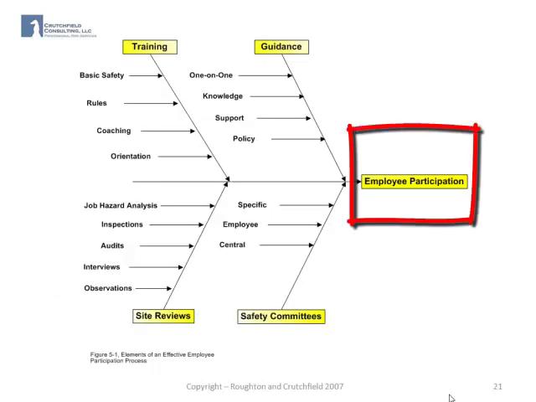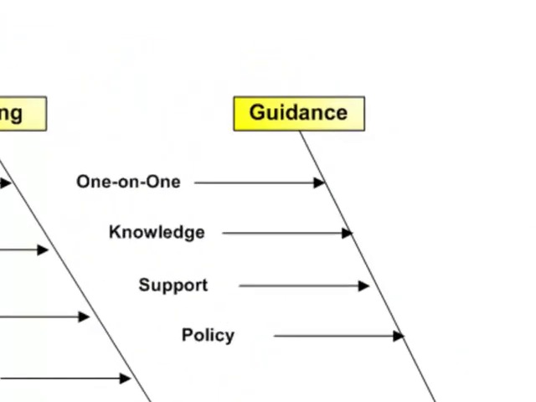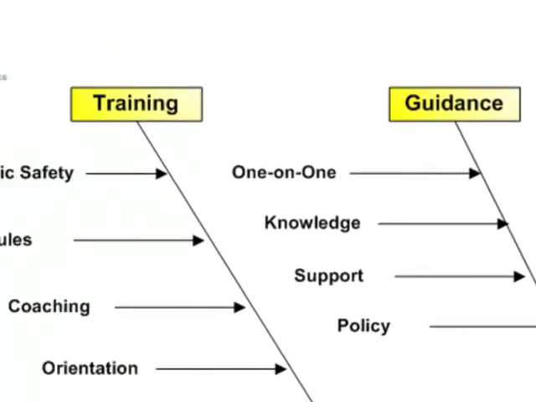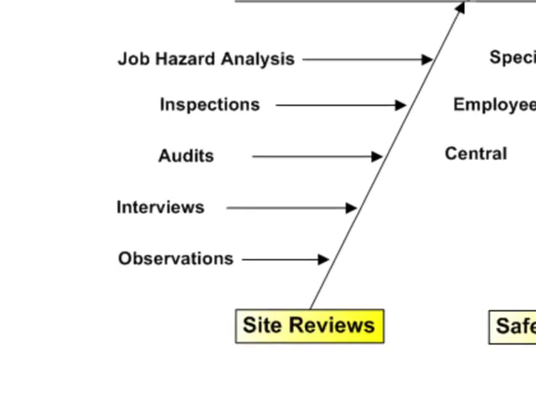This is a cause and effect diagram for employee participation. We've got the guidance, one-on-one, knowledge, support, policy, training, basic safety rules, your coaching ability of your supervisors and peers for that matter, orientation of new hires and people changing departments. For site reviews, we would have job hazard analysis, inspections, audits, interviews, observations. In other words, get out, walk and talk and visit with folks and get participation by addressing their needs as you do your site reviews.